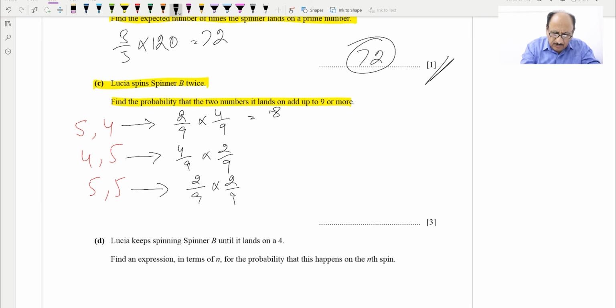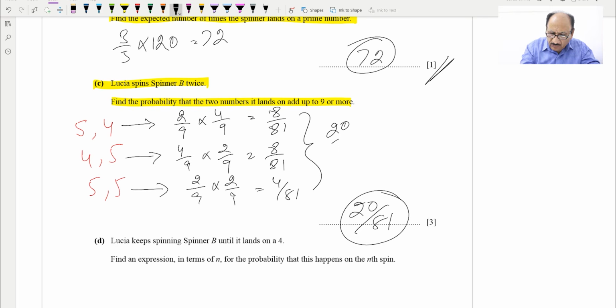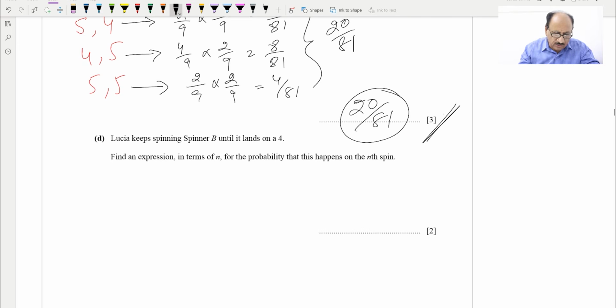This will be 8 by 81, and this is 8 by 81, and this one is 4 by 81. So 8 plus 8 plus 4 will be 20 by 81. So the addition of all these three will be 20 over 81. And this is for 3 marks. Hopefully you understand this. Now D part: Lucia keeps spinning spinner B until it lands on a 4.